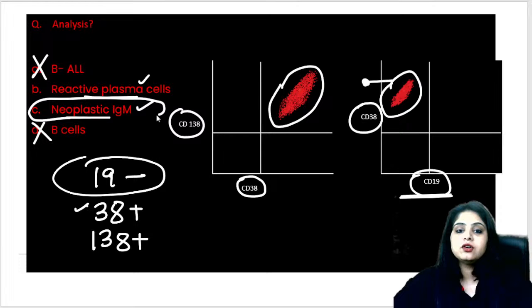This means this is a case of neoplastic cells. This is a case of multiple myeloma. Sorted for everyone.